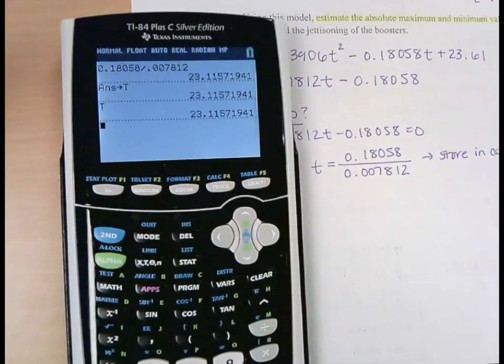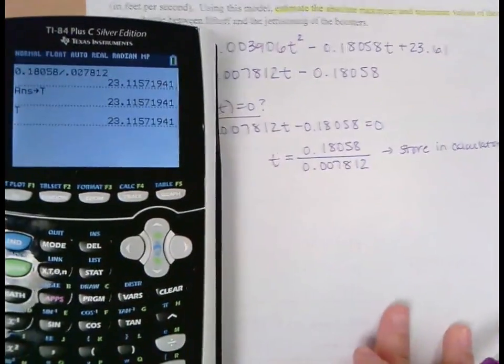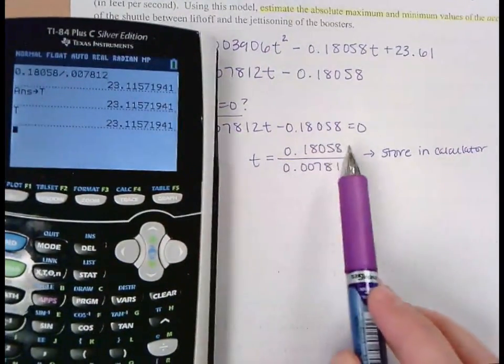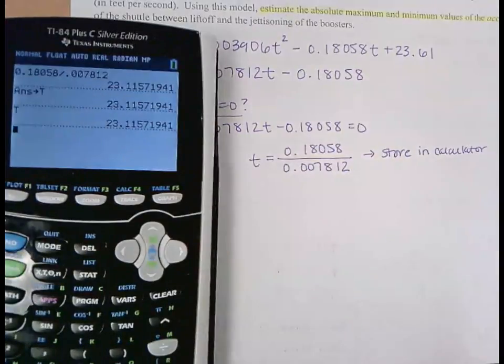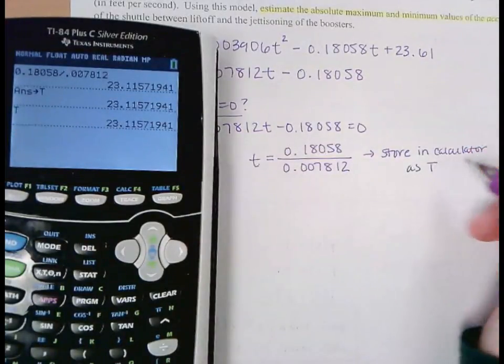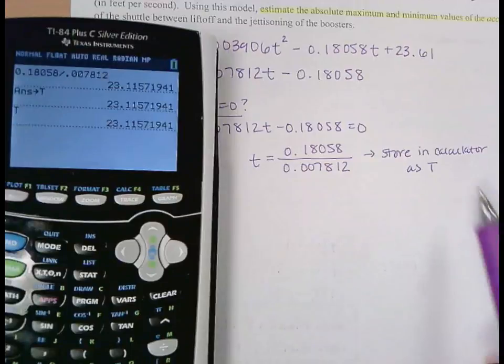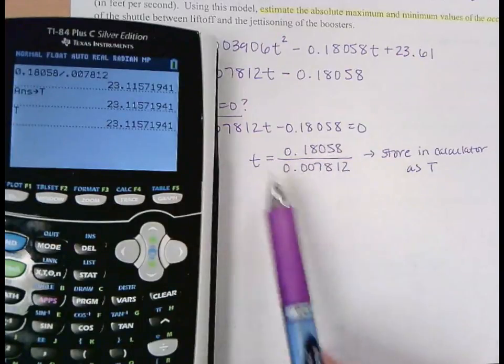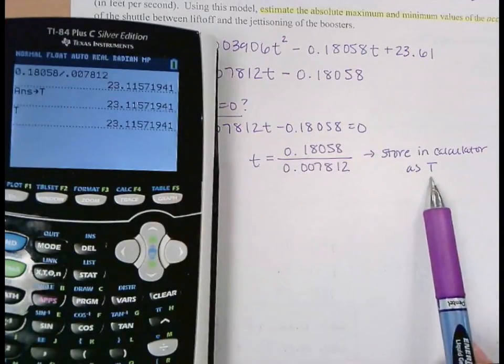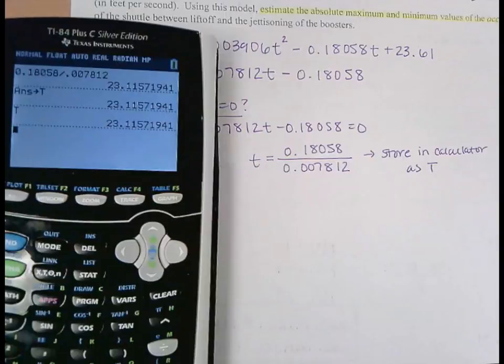Now, thinking for free response questions on the AP test, if I put in my work and I say store in calculator as T, now anywhere in my work I write capital T, they will know what value I'm talking about. So you don't have to keep rewriting this whole thing. You can just write whatever letter you stored it as, and they will know this is how they got their answer.